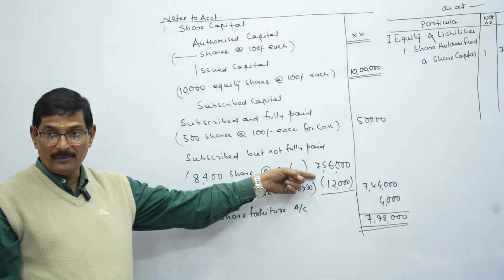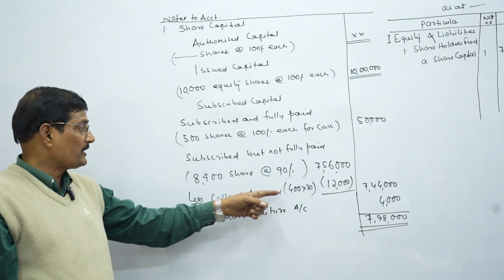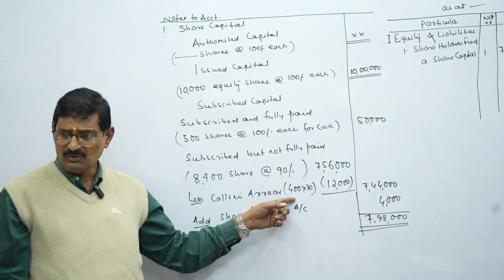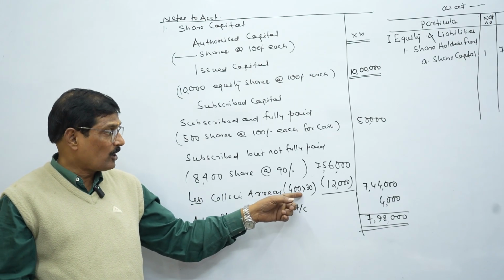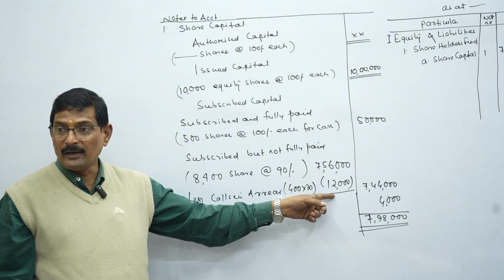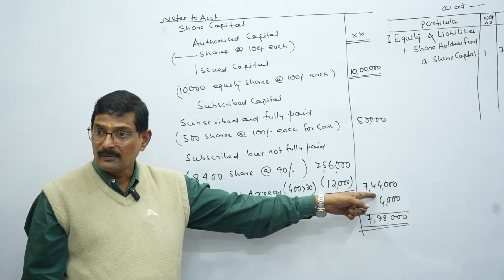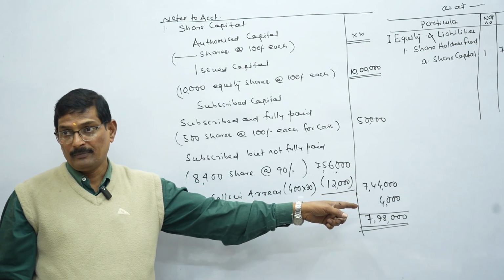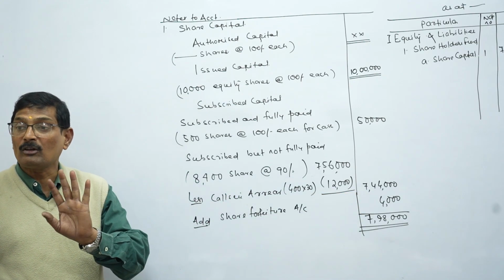This is our demand. Holder of 400 shares, they have not paid the first call. First call is 30 rupees. So they have not paid 12,000 rupees. Means this is the amount you have received. Is subscribed but not fully paid. Fully paid means up to final call you must have made the call.